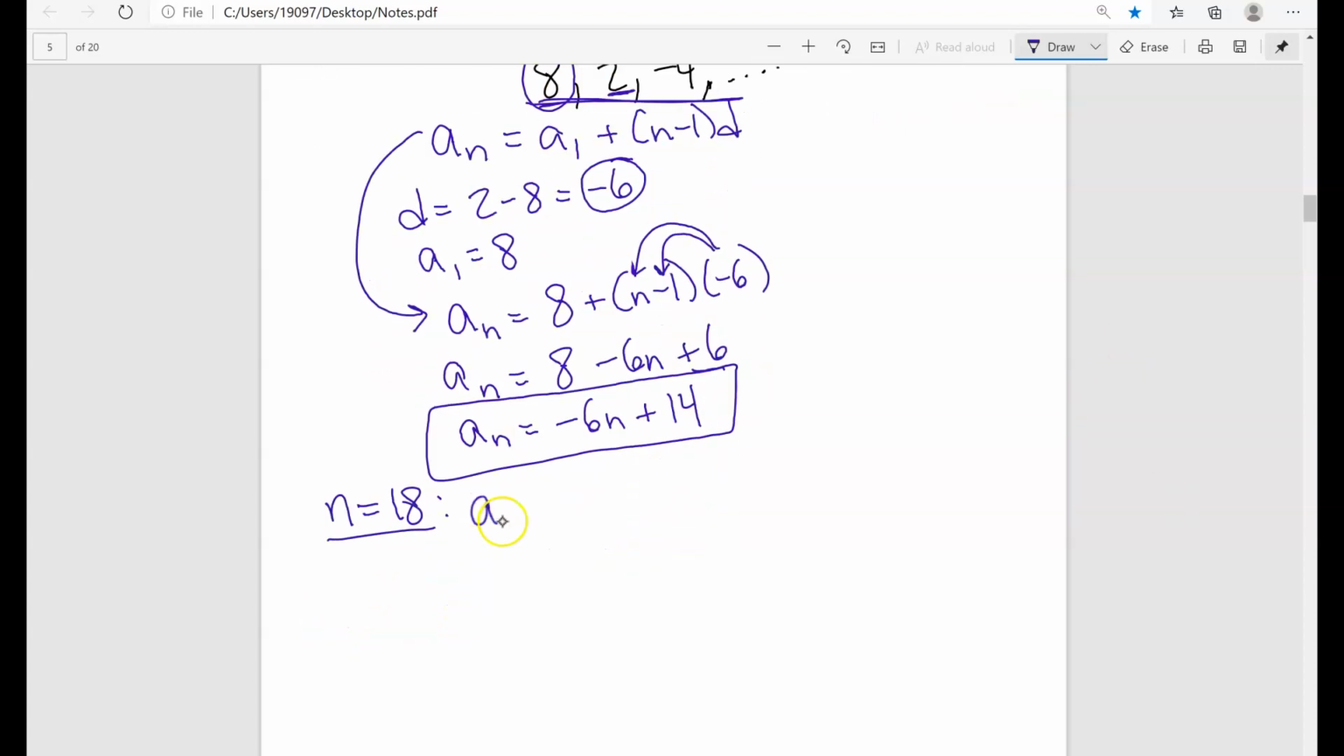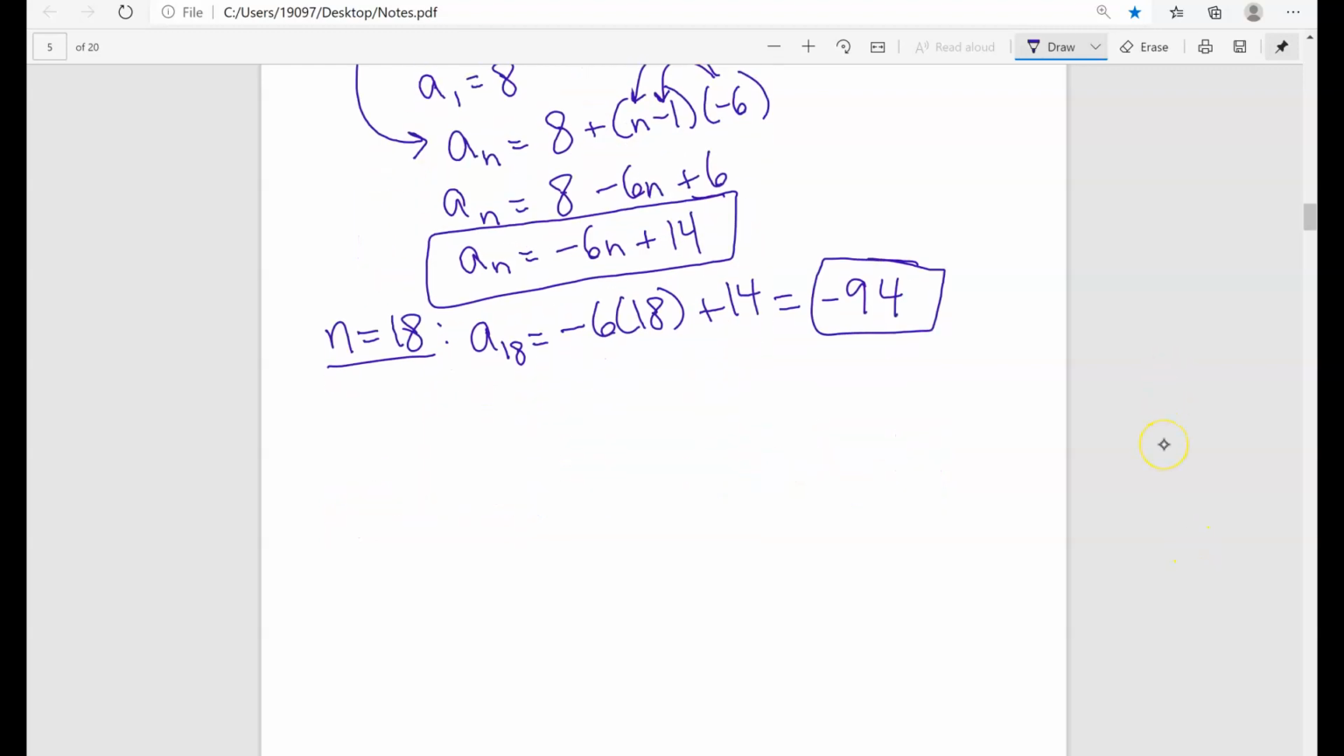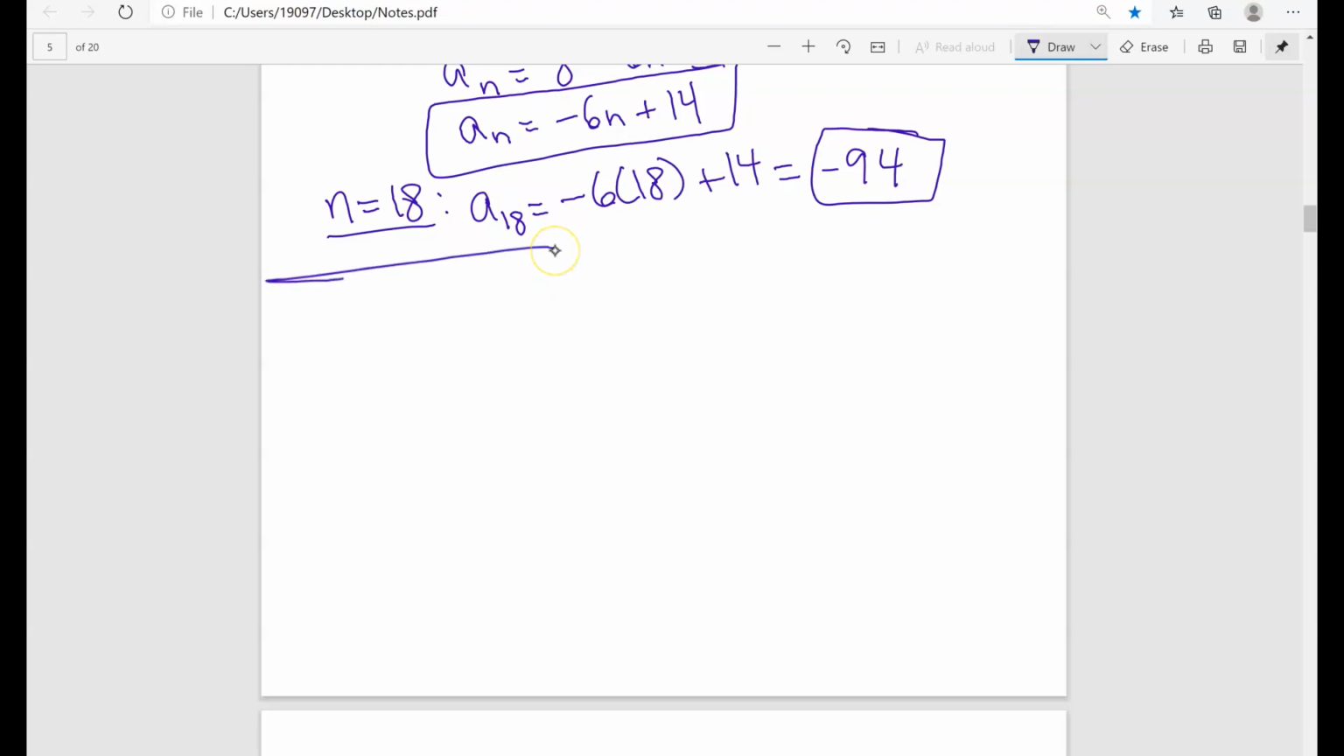So A18 is going to be equal to -6 times 18 plus 14. So what is that going to give me? I'm going to take -6 times 18, and I'm going to add it to 14. I'm going to get -94. So that guy is going to be that value. Okay? All right, that's the 18th term. So let's do another problem.